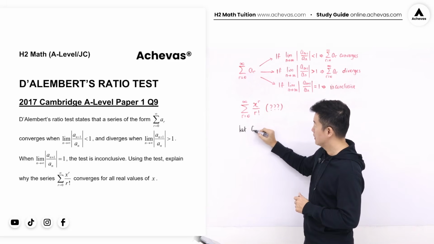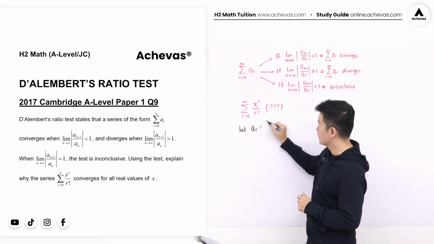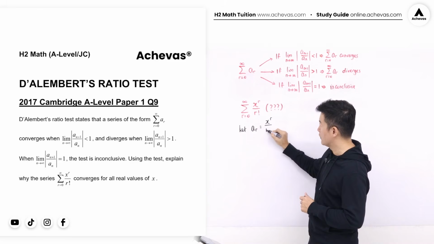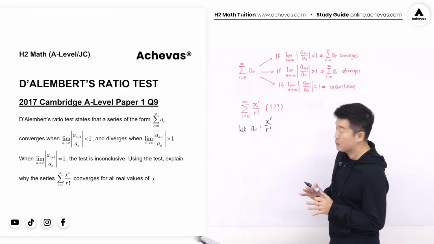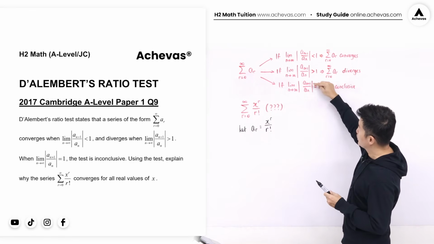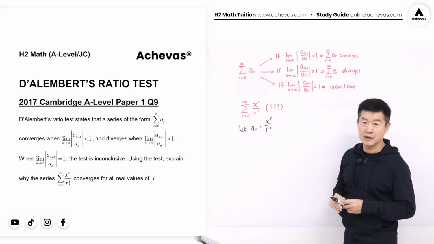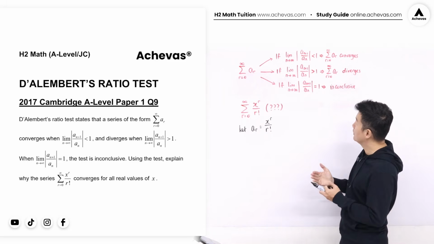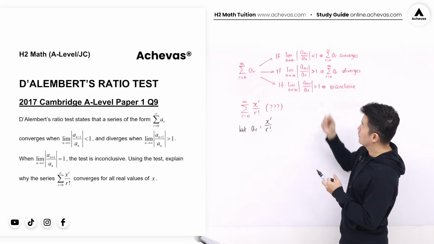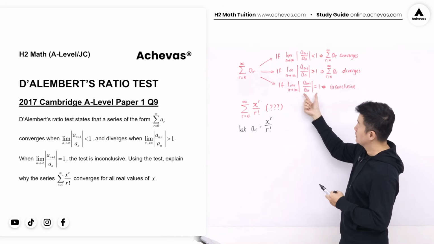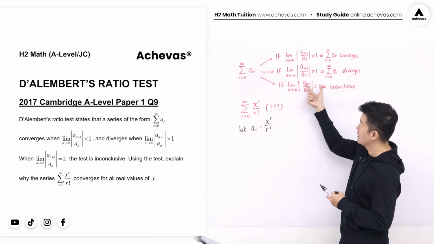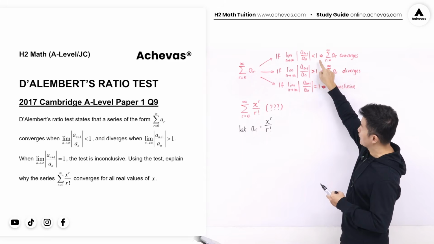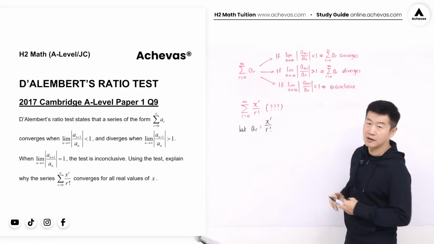So we will let a_r be equal to x to the power of r over r factorial. What we want to do next is to get the ratio of a_(n+1) over a_n. And what we are hoping for is when we get the ratio of a_(n+1) over a_n, we find the limit when n tends to infinity of the modulus of it. If it were to be less than 1, then we can conclude that this series here converges.